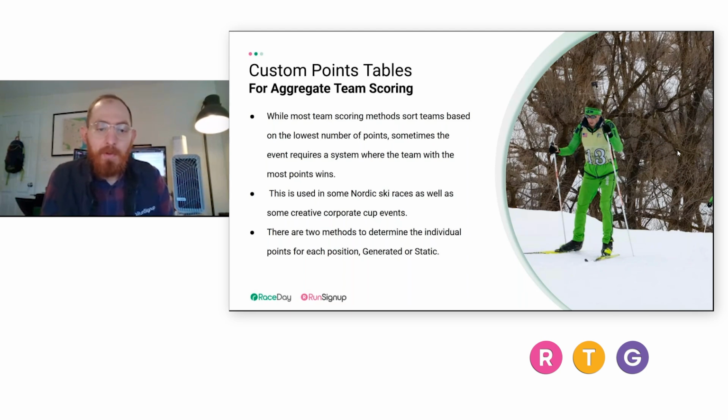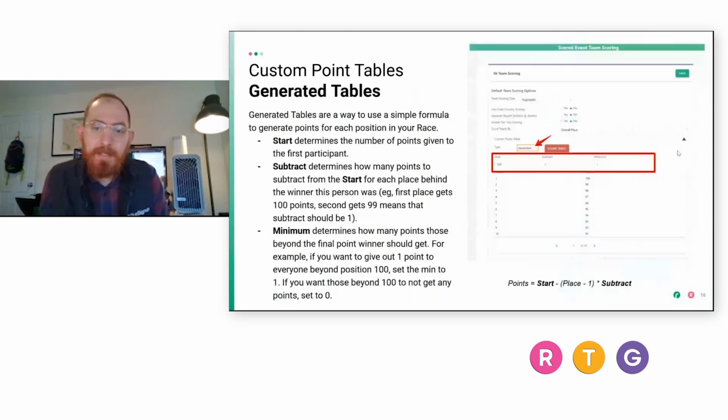And there are 2 main methods that we have built to determine the individual points for each position, generated or static. Basically the way generated tables work is it's a formula. There's a few different parts of the formula that you need to provide: the start, the subtract, and minimum fields. Start is what the first person should get. So if the first person gets 100 points, enter 100. If it's 1,000, enter 1,000.